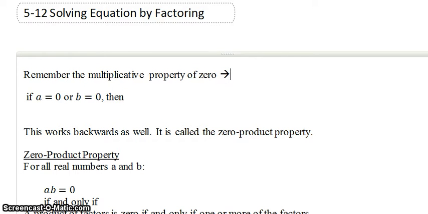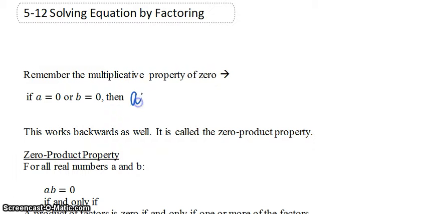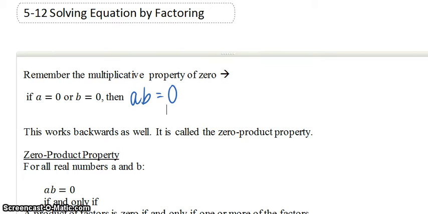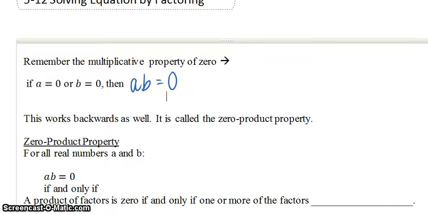If you remember the multiplicative property of 0, that says if A equals 0 or B equals 0, then AB equals 0. We know that because whatever A is, if that's 0, then it doesn't matter what B is, because then it'll still be 0, and likewise for B. If you did not remember this, now you do. This works backwards as well. It's called the zero product property. So we're learning another property that's kind of backwards from it.